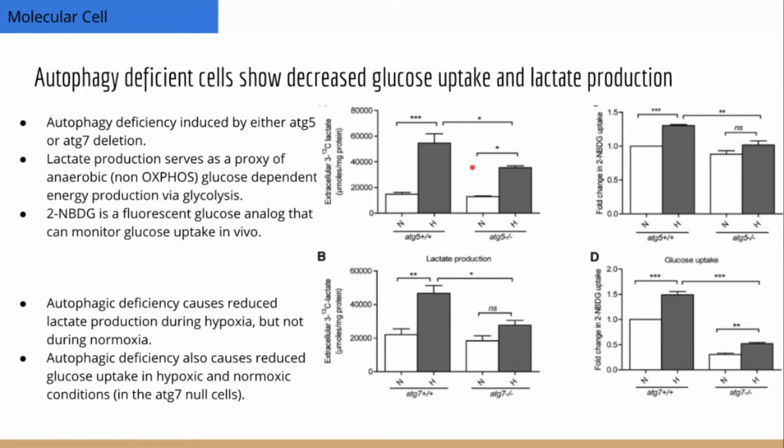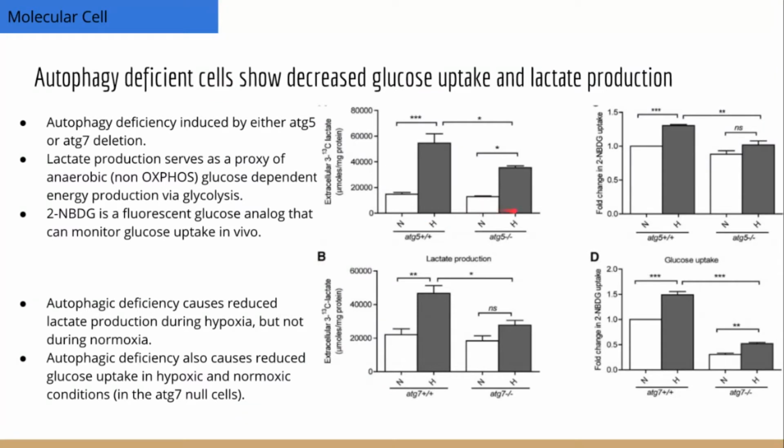And what they found was that lactate production was fairly normal in normoxic conditions, so non-hypoxic conditions, in the ATG deleted cells right here. We see during high oxygen conditions, there's basically the same amount of lactate production. This is basal levels.